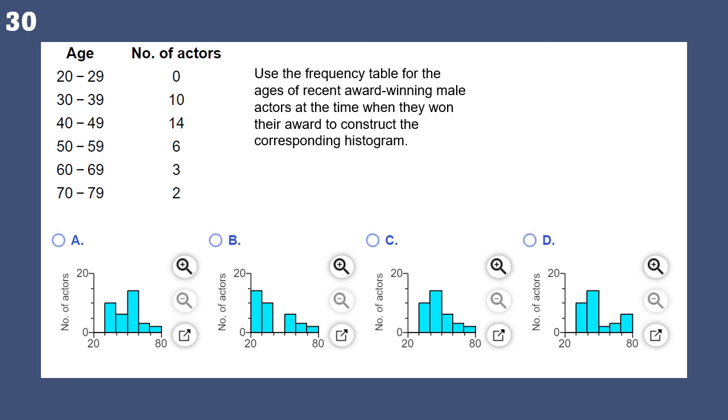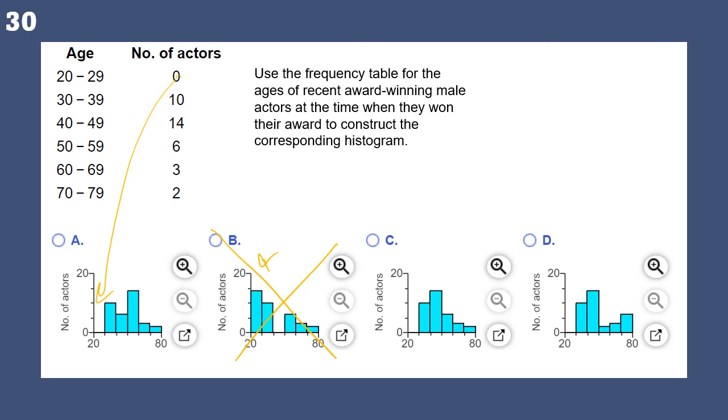Hopefully this one isn't too scary, because we have the number 0 for our smallest group, from 20 to 29: 0 actors. But I want you to notice that this one does not have 0 in the first group. The next thing we're going to do is look at the end.